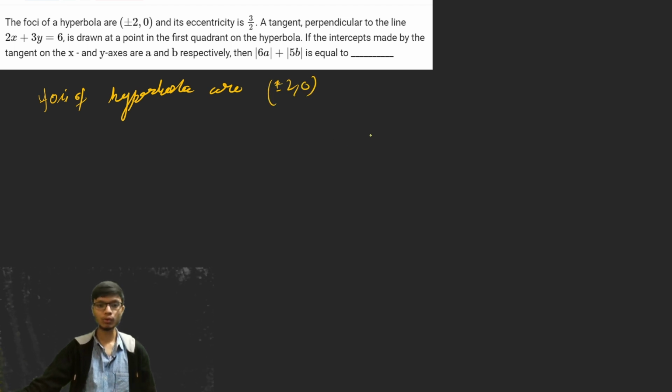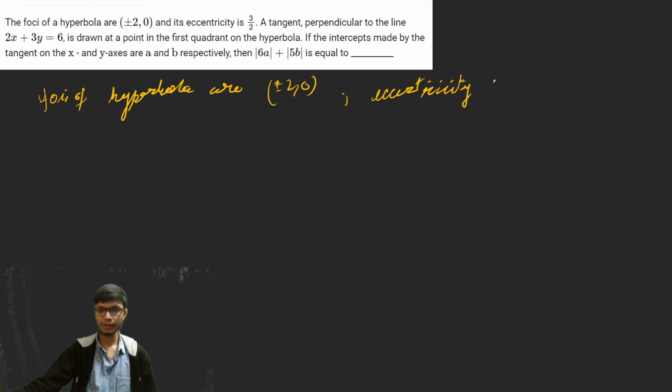In this question it is saying that the foci of the hyperbola are plus minus 2 comma 0. So I have the two foci of the hyperbola, which are plus minus 2 comma 0, and I also have the eccentricity, which is greater than 1 and equal to 3 by 2. For a hyperbola the eccentricity is greater than 1, and here it is 3 by 2.